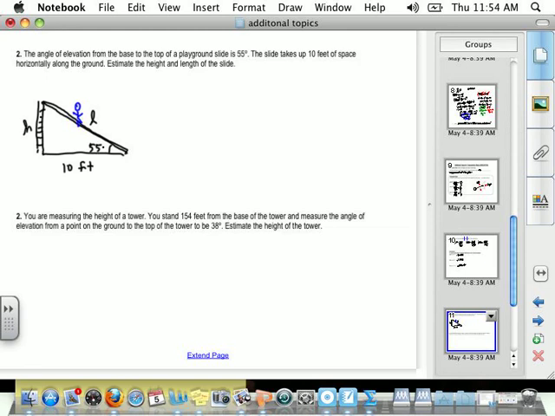So we need to come up with some kind of equation that's going to find H for us. Look at the angle we have. The angle we have is right here. So we have opposite and we have adjacent. If we look at the word Sohcahtoa, which one has O and A? Toa. Tangent. So we want the tangent of 55 degrees to equal the opposite, H, over the adjacent, 10.